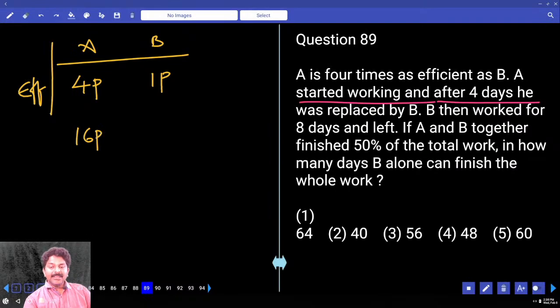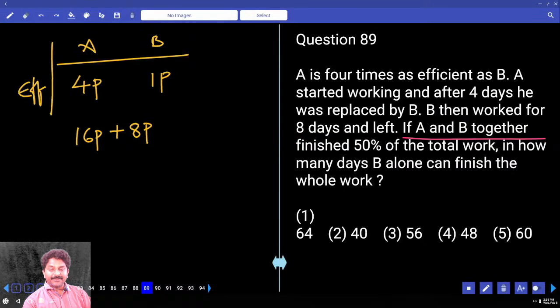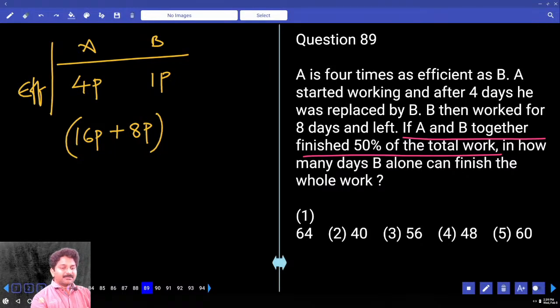Then what happened? He was replaced by B. That means A will not work now, only B will work. B then worked for 8 days and then left. B worked for 8 days. B per day will do 1 part in 8 days. So this is work done by A and then B. If A and B together finished 50% of the total work, that means this value is equal to 50% only. Then to calculate total 100%, with what number we need to multiply? 2. 50%, I want to make it 100%. We should multiply it with 2. This is total work now.